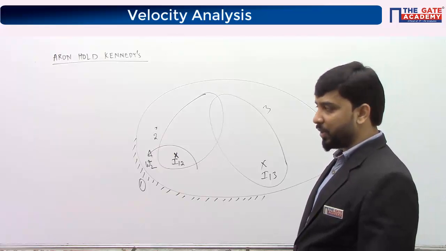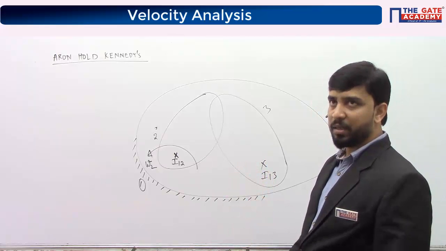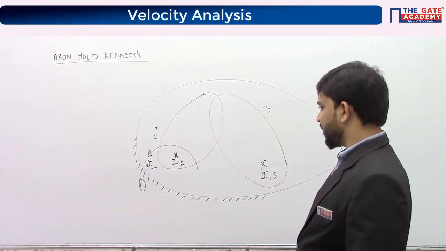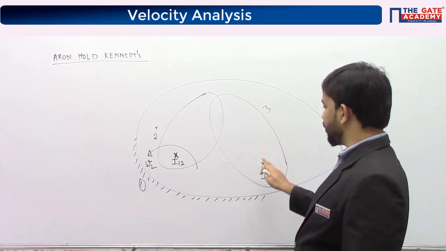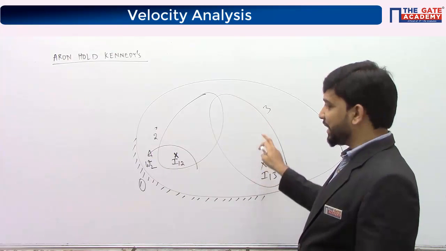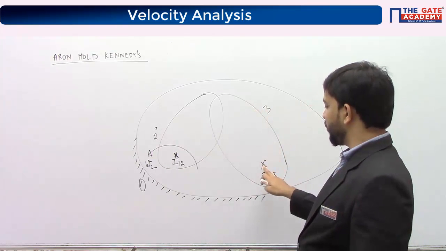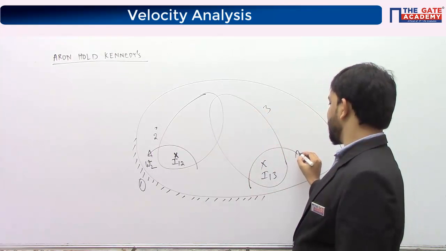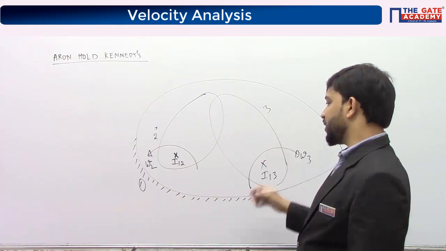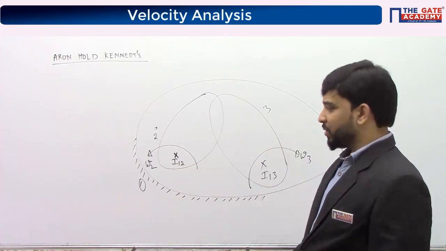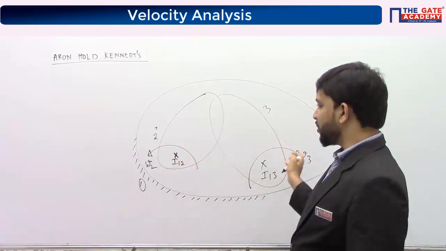It can lie anywhere, okay? Wherever the perpendiculars meet, it lies there. The perpendiculars are meeting here, so it lies here. So at this instant, link 3 is rotating with respect to the board about this point. I am assuming it's rotating with some angular velocity, omega 3. So this body is rotating in this direction and this body is rotating in this direction.